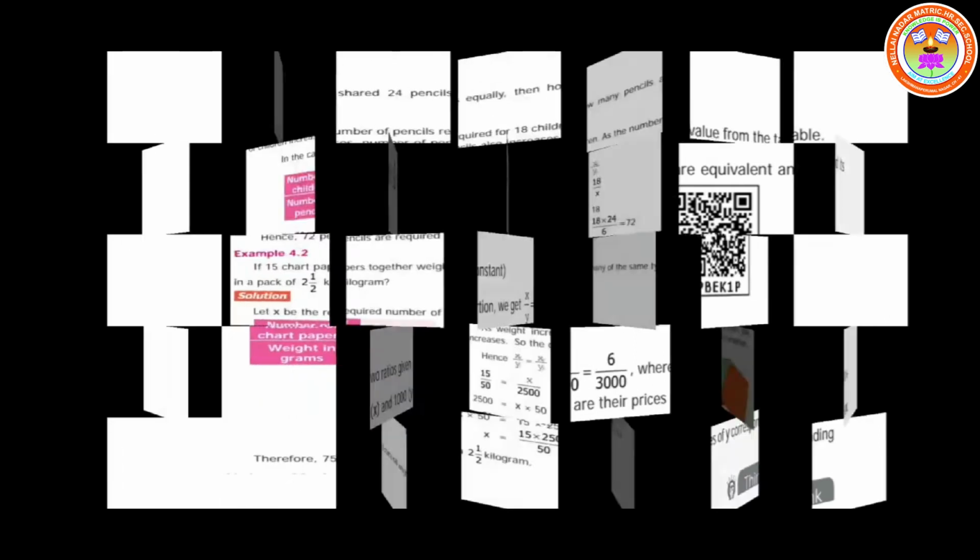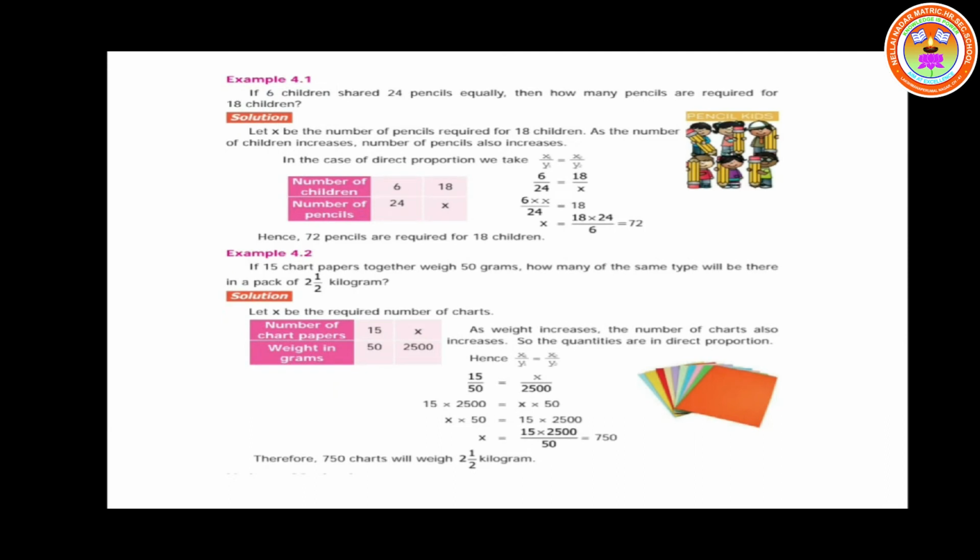Now let us move on to some example sums based on direct proportion. Example 4.1. If 6 children share 24 pencils equally, please understand the question. 6 children shared 24 pencils equally. Then how many pencils are required for 18 children? Now you have to find how many pencils 18 children need.